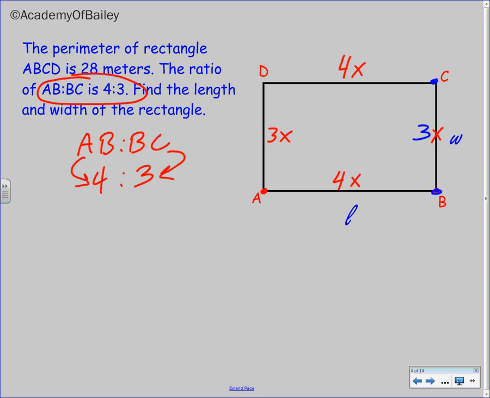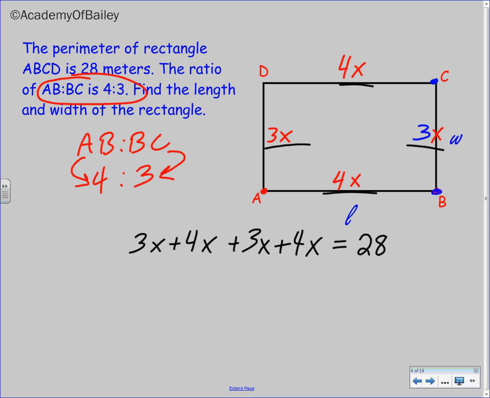So let's go ahead and figure out. We're going to take 3x plus 4x plus 3x plus 4x. What must that be equal to? Well, when you add up all 4 sides, that gives us the perimeter, which happens to be 28 meters. So 3 plus 4 is 7, plus 3 is 10, plus 4 is 14. So we have 14x is equal to 28 meters.